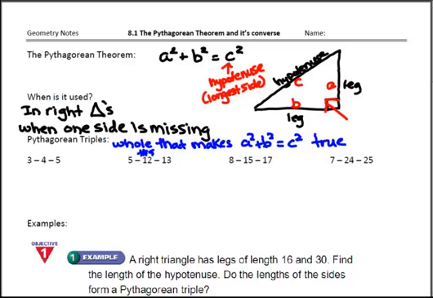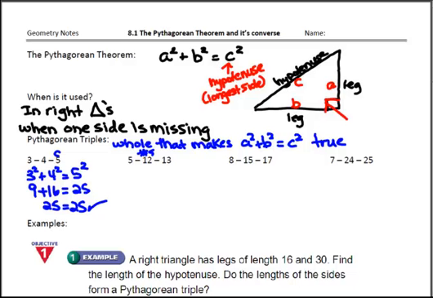So for an example, 5 would have to be the longest side. That would be my C. So just to check, I'm going to do a squared plus b squared equals c squared. So 3 squared plus 4 squared, does it equal 5 squared? 9 plus 16 equals 25. 25 equals 25. So this is a check.